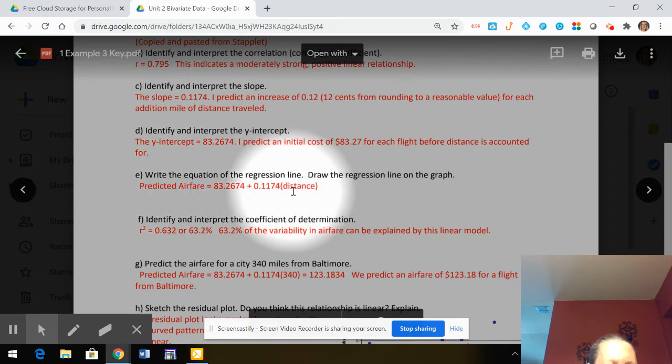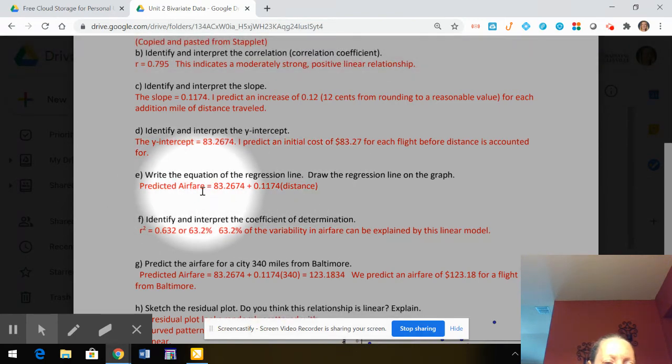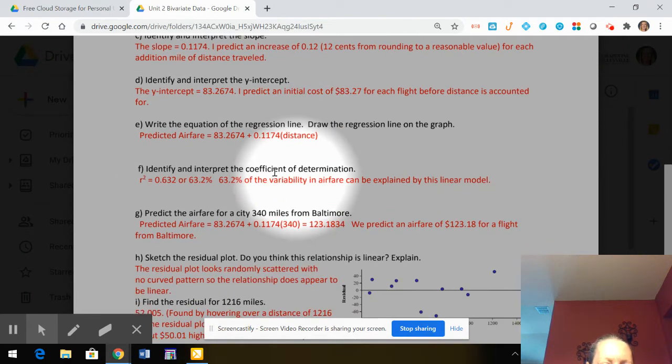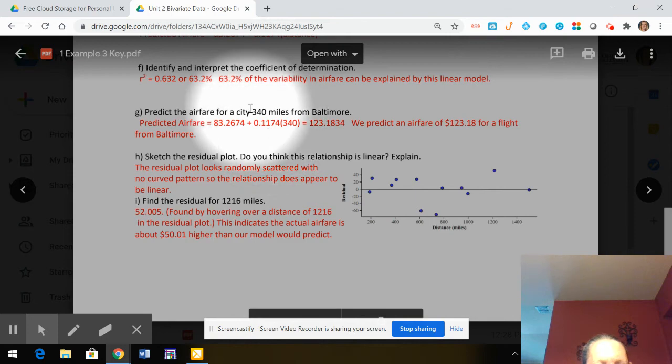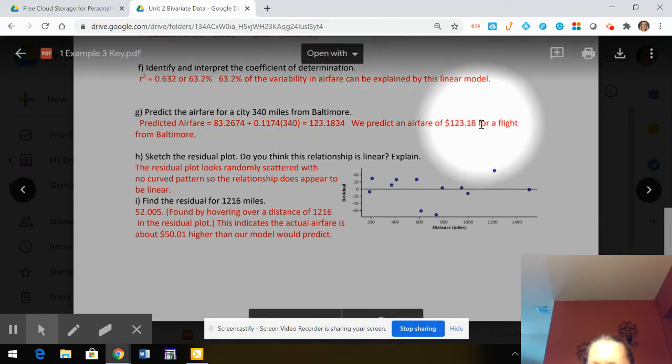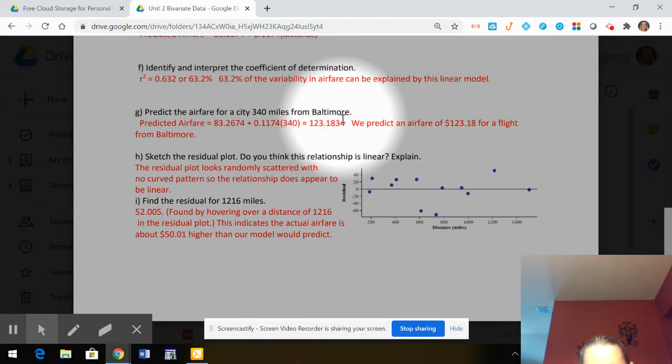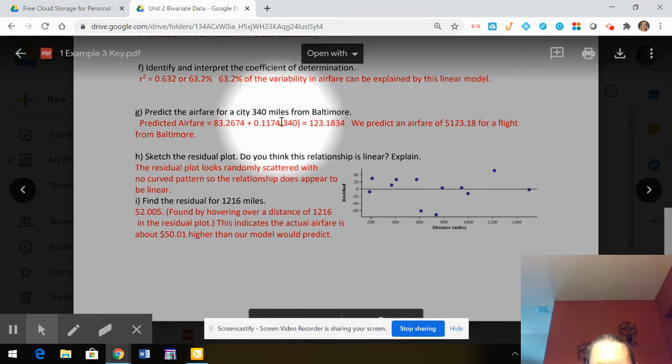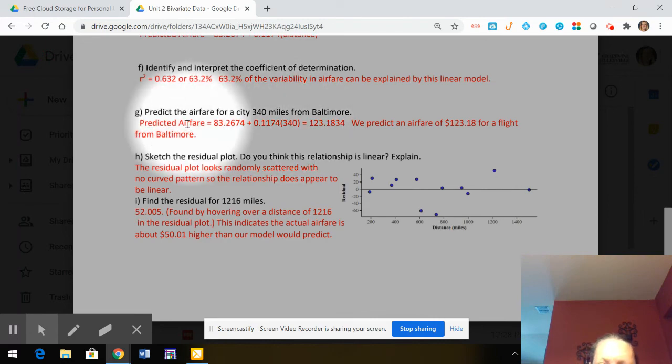Here's my regression equation, right from Statcrunch, replacing x and y with variables, my r squared. Use those canned phrases to help you interpret r squared, slope, and all that. If I make a prediction at 340 miles from Baltimore, I predict about $123.18, okay, for a flight from Baltimore. Put that in and run it through the calculator. Remember, this is the only thing really that Statcrunch won't do, is make a prediction.